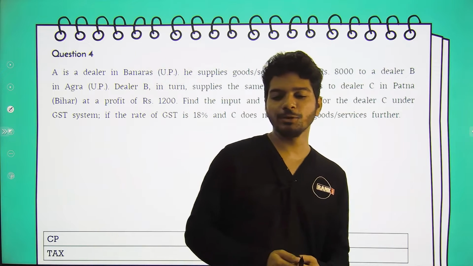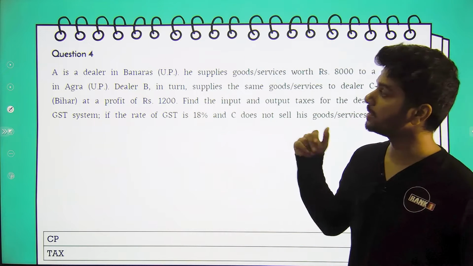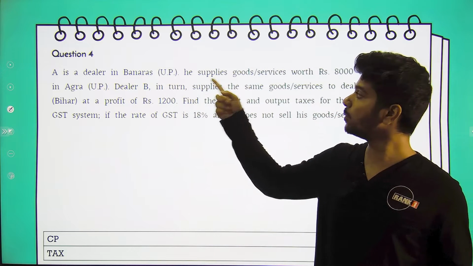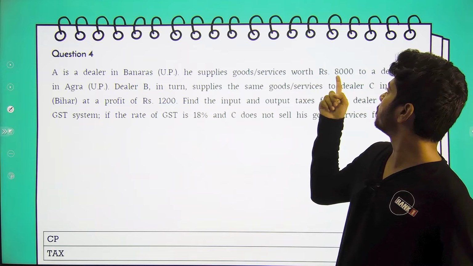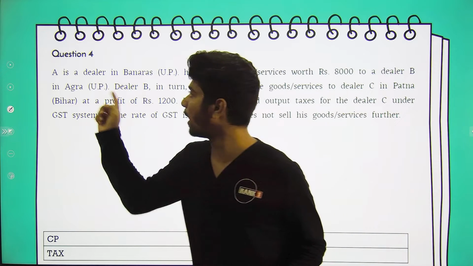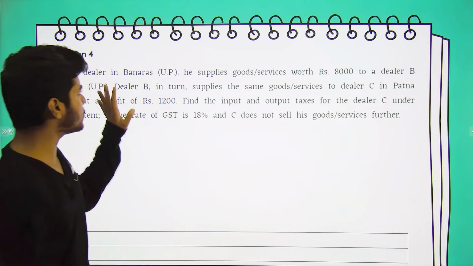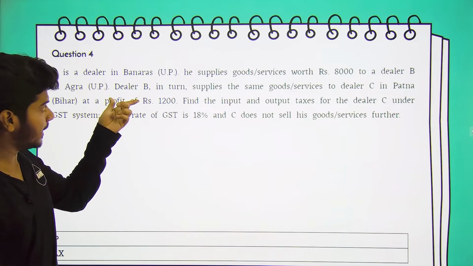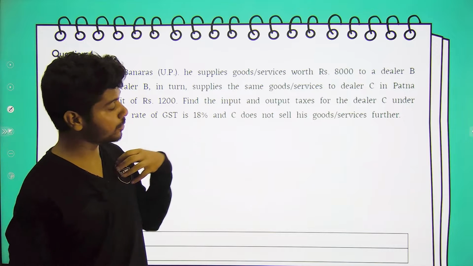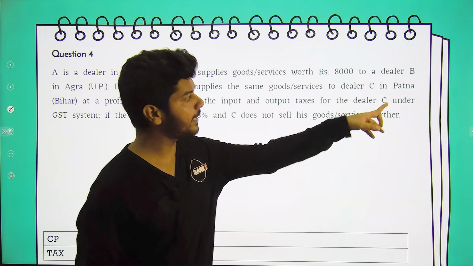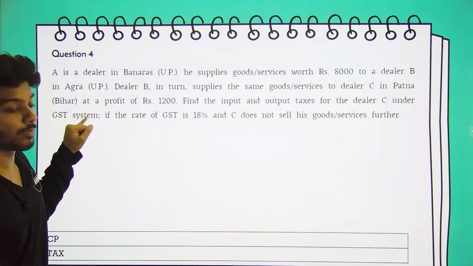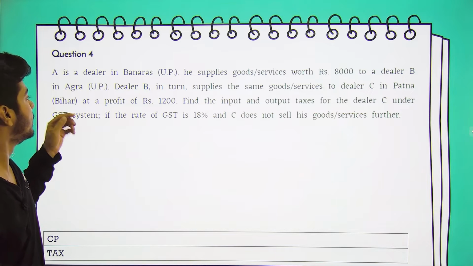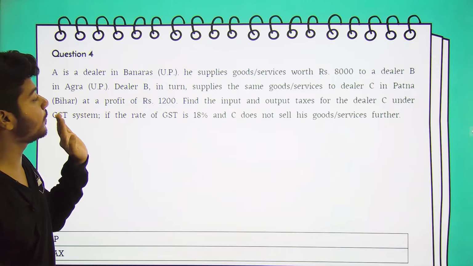Fourth question, pause the video and try it on your own. All right, so I hope everyone has tried this question. A is the dealer in Banaras, UP. He supplies goods or services worth rupees 8,000 to dealer B in Agra, UP. So same, the transaction is happening within the state.